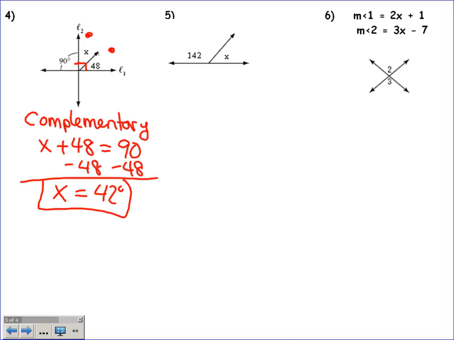Okay. Number 5. Who wants to volunteer number 5? What do we do for number 5? Are you sure? Okay, they are a linear pair. That's perfect. Linear pair. You can write that down.